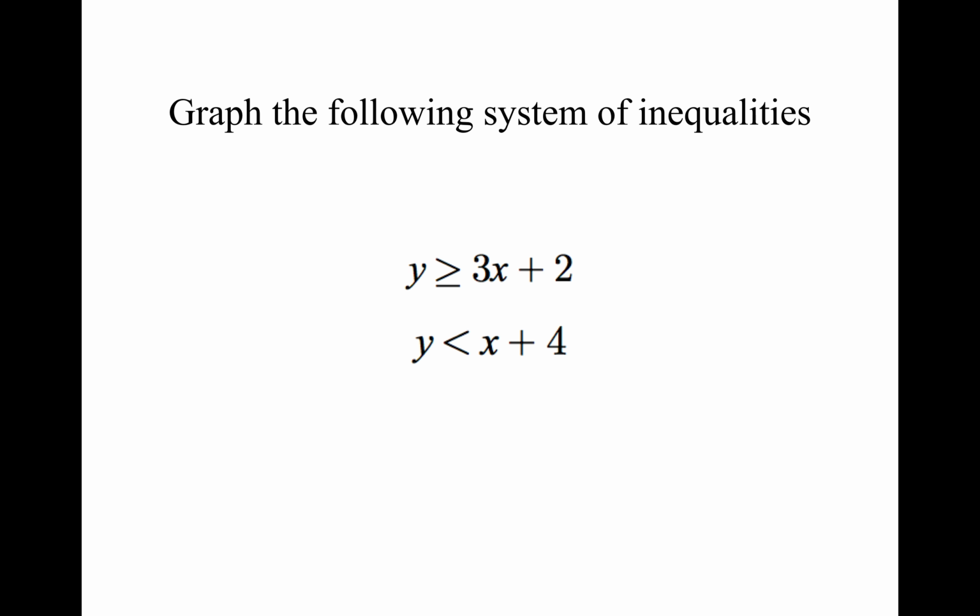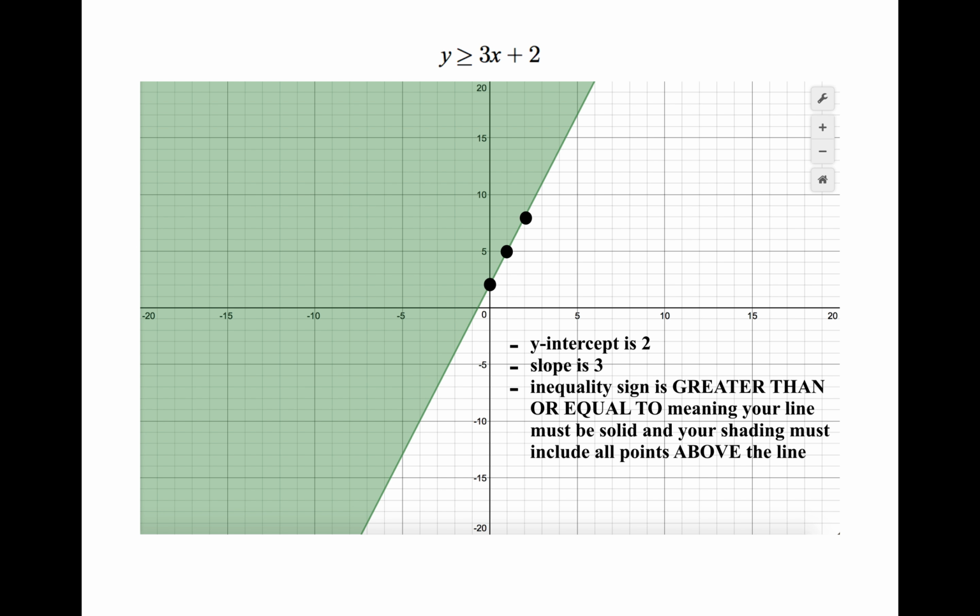For this example, you would read the inequalities as y is greater than or equal to 3x plus 2 and y is less than x plus 4. When you begin to graph the first inequality, you will plot the points for the line 3x plus 2 as you would regardless of the inequality symbol.